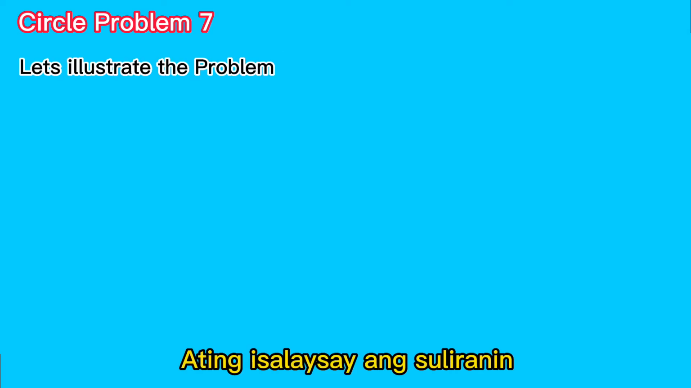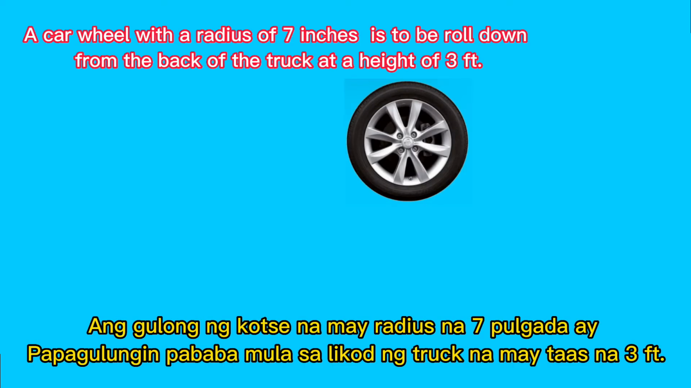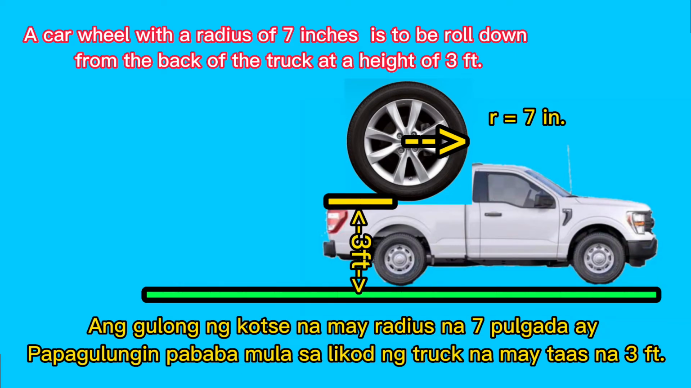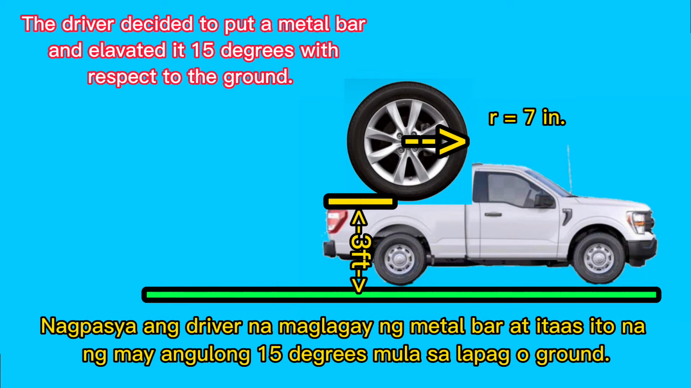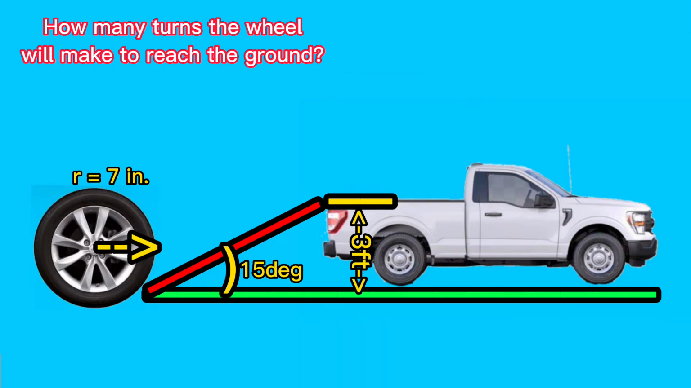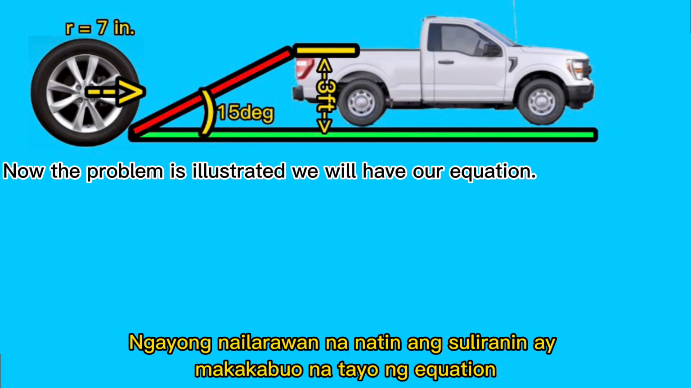Let's illustrate the problem. A car wheel with a radius of 7 inches is to be rolled down from the back of the truck at a height of 3 feet. The driver decided to put a metal bar and elevate it at 15 degrees with respect to the ground. How many turns will the wheel make to reach the ground? Now the problem is illustrated. We will have our equation.